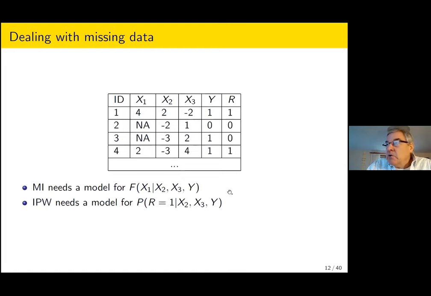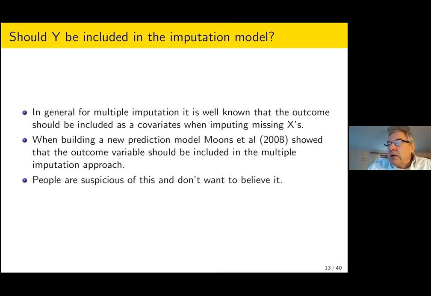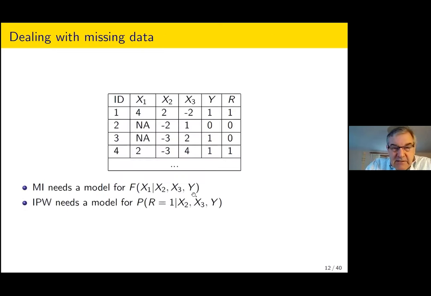There's a lot of resistance from people to including this variable Y on the right-hand side of these models. There's this feeling of circularity. You're going to evaluate how good this model is at using X to predict Y. So if I use Y to fill in the missing X1, then I'm making it look better than it really would be because I've used the outcome. So there's a lot of resistance to including Y in these models that are used either for imputation or for inverse probability weighting.